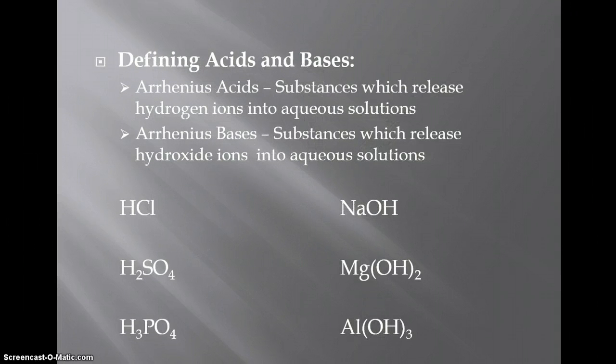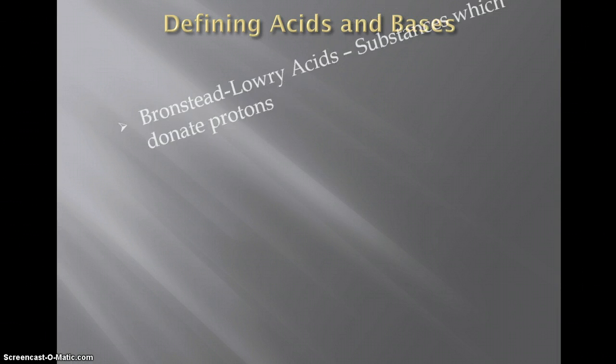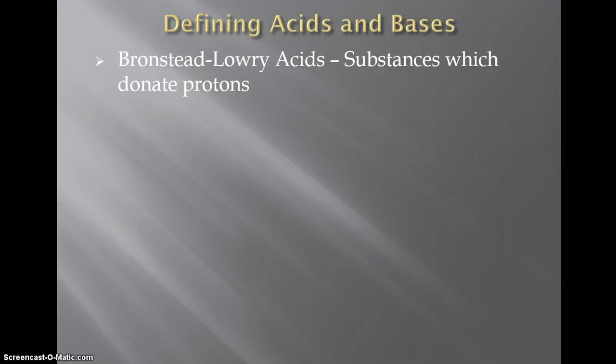If we were to go back, let's take a look at this real quickly. And we look at HCl. According to the old definition, hydrochloric acid is a substance that's going to release a hydrogen ion. And we know that because there's a hydrogen out front there. Okay, look at the new definition here. It is a substance that donates protons.